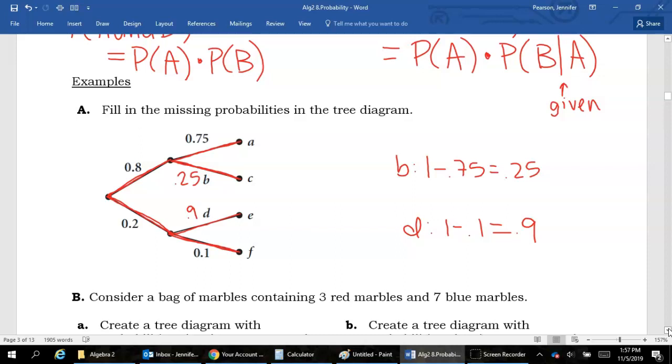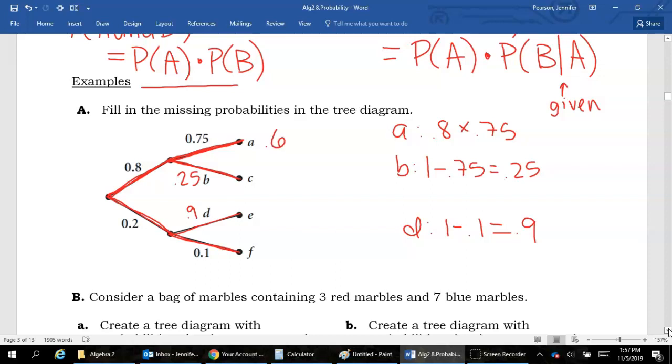If I want to get the chance of this thing happening and this thing happening, I'm going to go back to my multiplication rule up here. I'd take the probability of the first thing happening times the probability of the second thing happening. So to get the answer for A, that would be 80% times 75%. You can just use those decimals in the calculator if you're not good with your multiplication, but I know that would be 60% or 0.6.